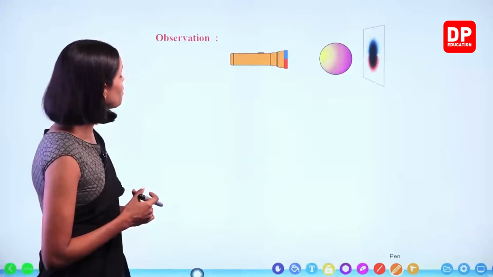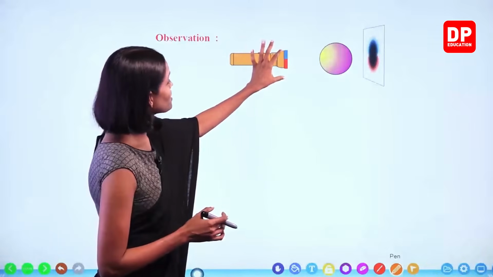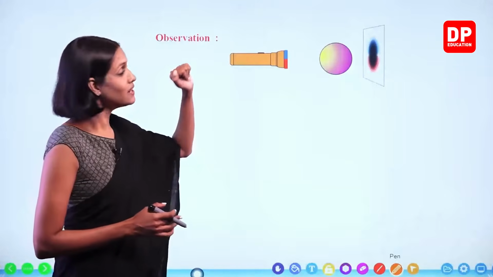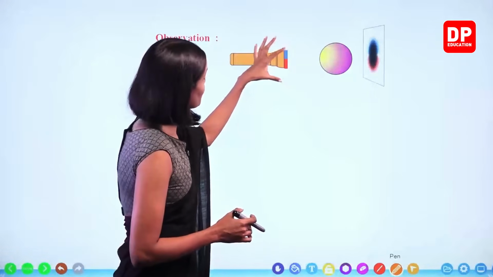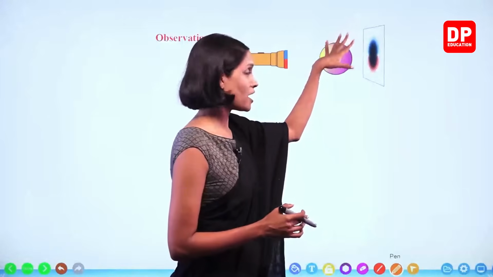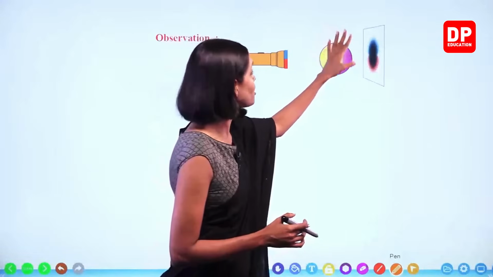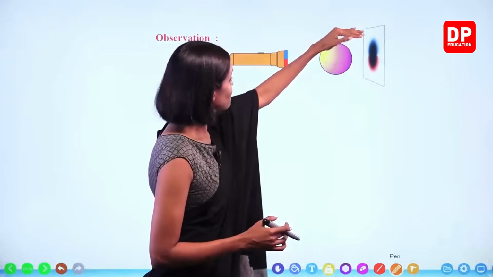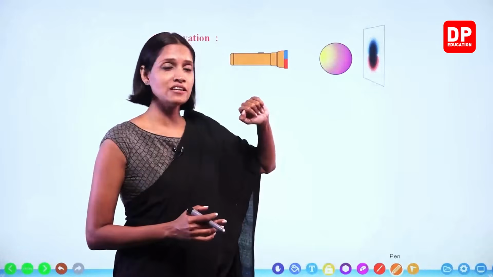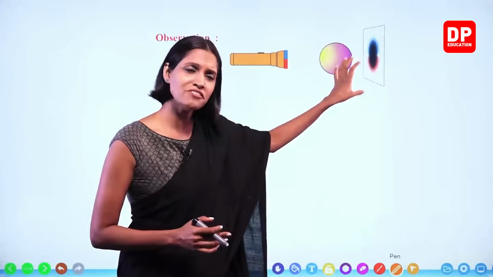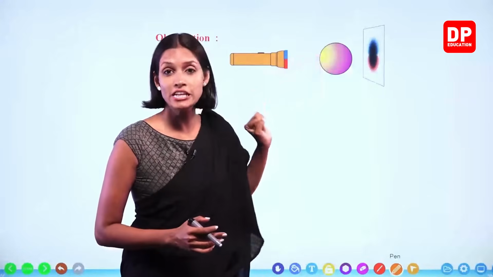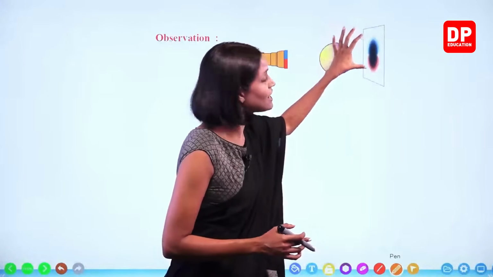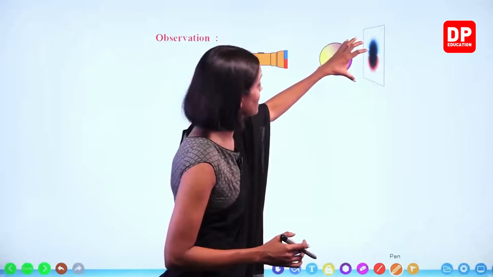Right. So what did you all observe? We covered the face of the torch, one half with blue, the other half with red, right? And when we obtain the umbra and penumbra both on the screen, you could clearly see the blue color on one side, the red color on the other side. What about the umbra, children? Umbra was still black, dark black in color. What is the reason? Umbra doesn't get any light. That is why it's black in color.